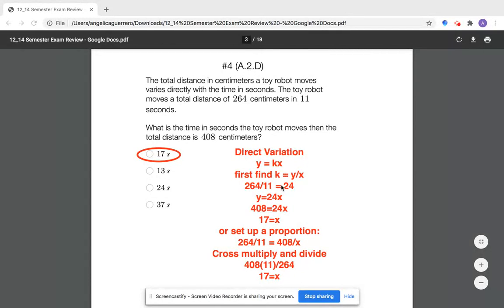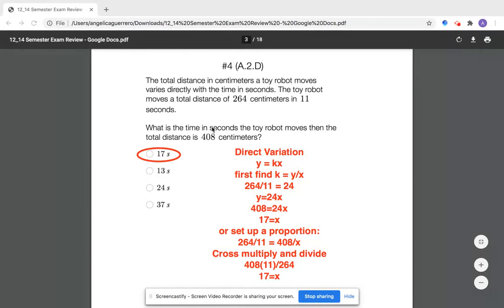There's two ways you can set this up. You can use your direct variation formula, y equals kx. So first thing you need to do is find k, which is y divided by x. Here you want to recognize, because it says that the total distance varies directly with time, total distance is your y and time is your x. So you would take 264 divided by 11, y divided by x, to find k, and then you substitute that back into the equation, y equals 24x.